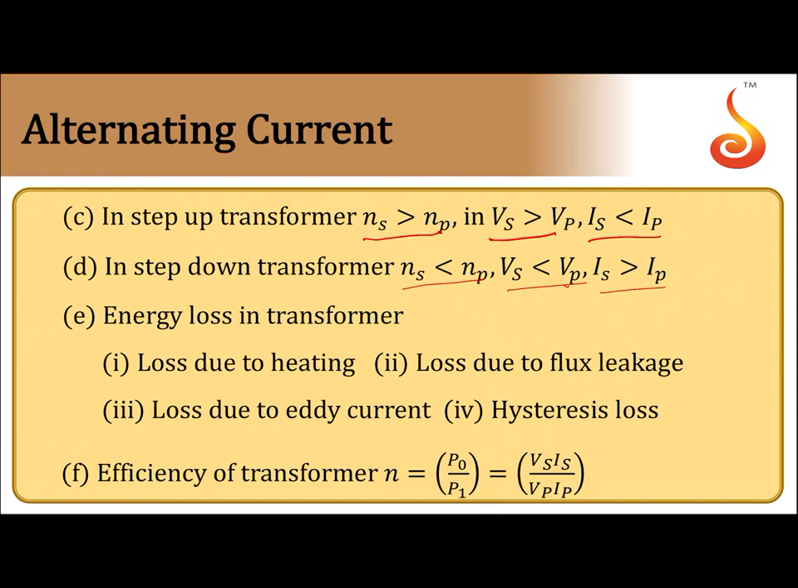So there are various sources of energy loss in transformer. One is heating due to resistance of the coil, then loss due to flux leakage, then due to eddy currents, and also due to hysteresis loss. So efficiency of transformer is given by output power by input power, that is Vs Is divided by Vp Ip.